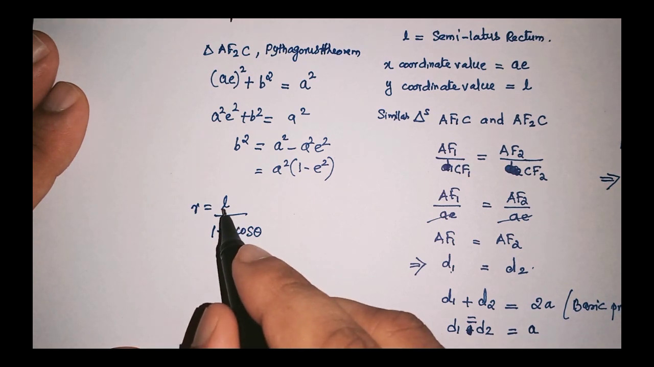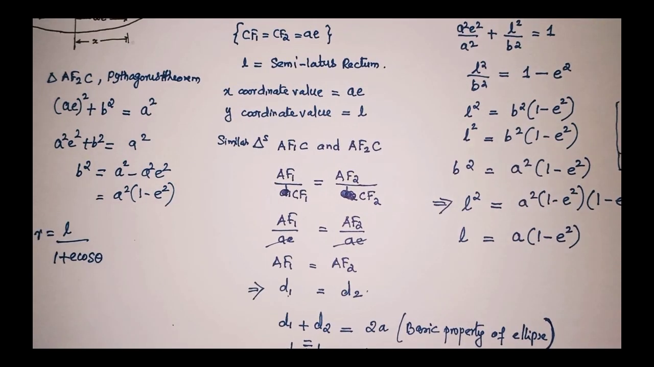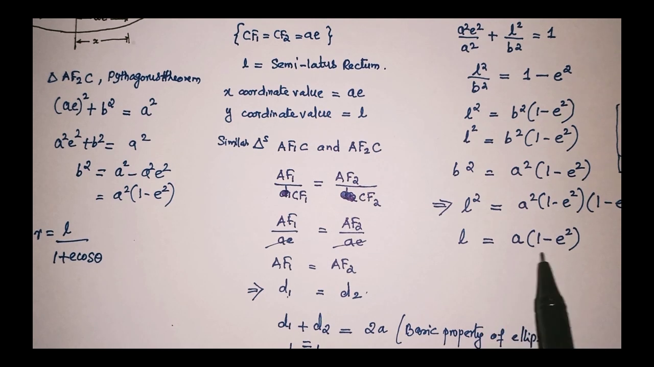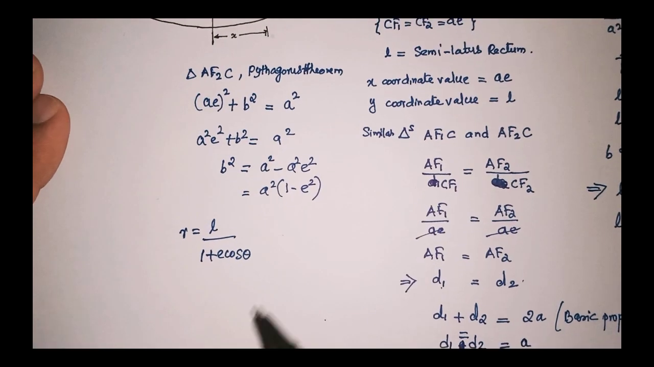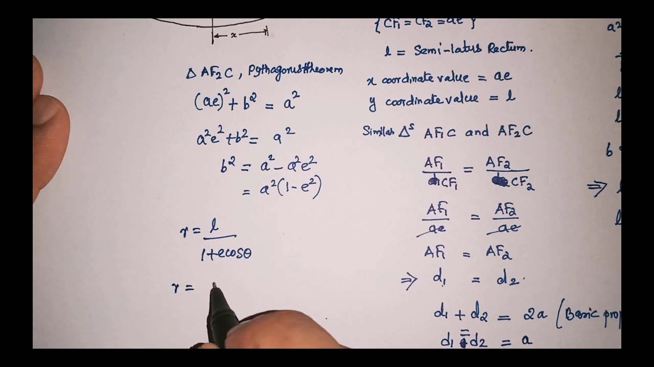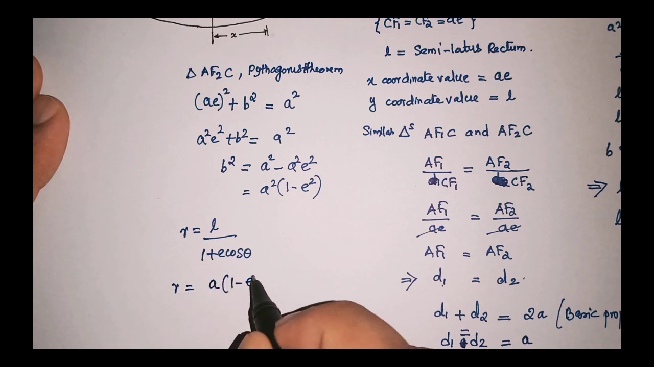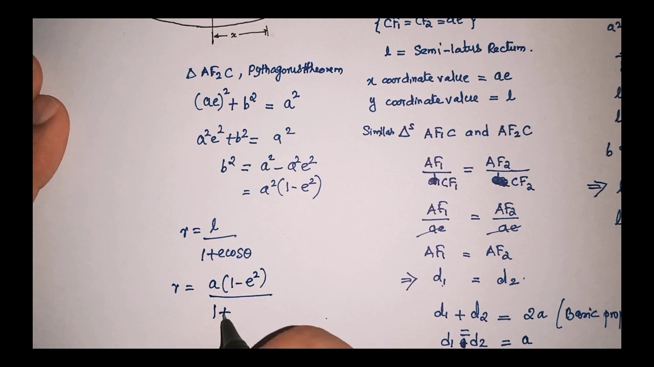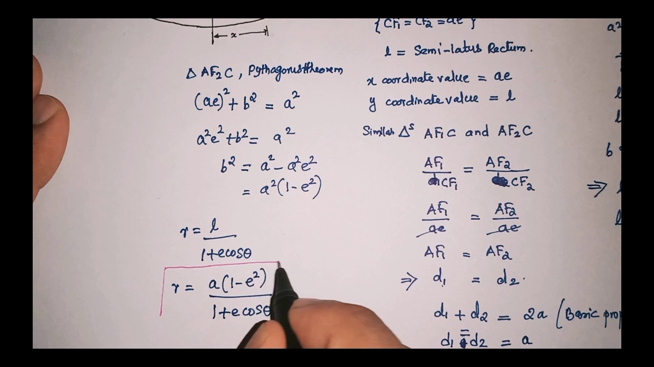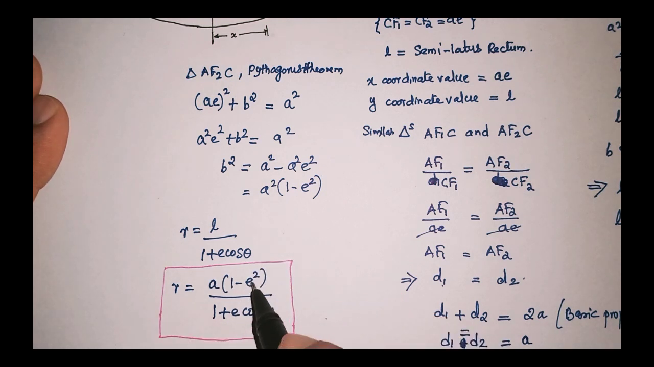So what is L here? L we have already obtained. We know that L is going to be equal to a into 1 minus of e square. So we substitute that value here. So r is going to be equal to a into 1 minus of e square divided by 1 plus e cos theta. So this is my orbit equation in terms of theta, e and a. Now if this is going to be a circular orbit, then e is going to be 0 here, so you come up with r is equal to a, which is again valid.